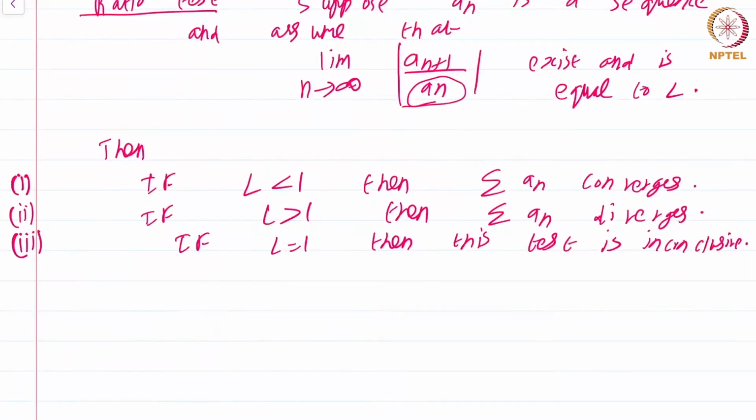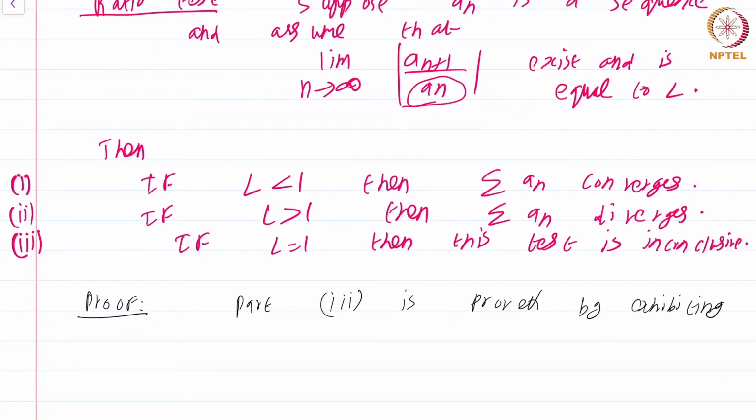Let's deal with part 3 first. Well, part 3 is proved by exhibiting examples, right? That's the only way you can prove part 3. That means you have to exhibit examples such that in one case the limit is 1 but the series converges, and in the other case the limit is 1 but the series diverges. By exhibiting examples, take 1 by n and 1 by n squared, and I leave the details to you, which is which.